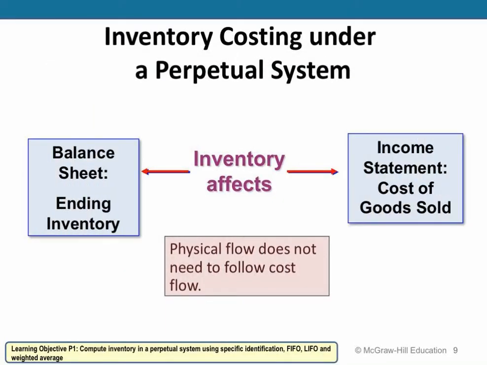Now, the ending inventory costing system is going to have 2 different effects. We're going to have a balance sheet effect for that ending inventory, and we're going to have an income statement effect from that cost of goods sold.